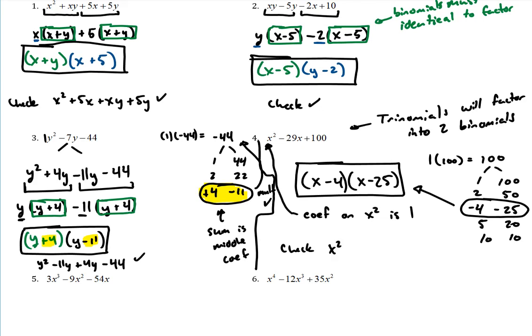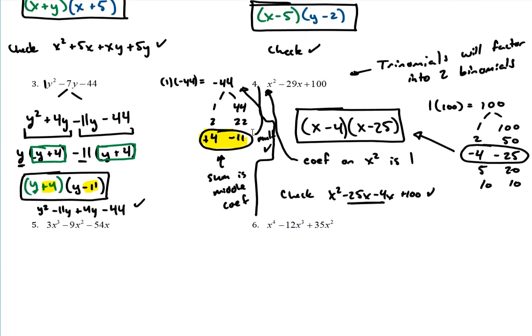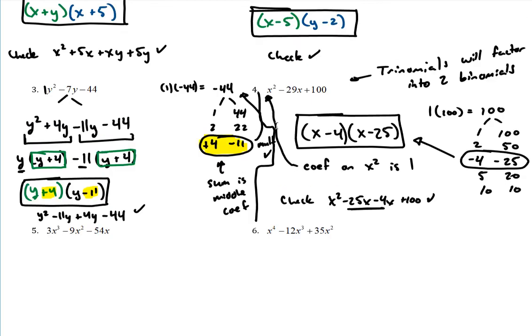x times x is x squared. Negative 25x, negative 4x, positive 100. Those two combine to give us negative 29x. So it's good. Okay, so use that method whenever the coefficient is 1. All right, so let's see these other ones.